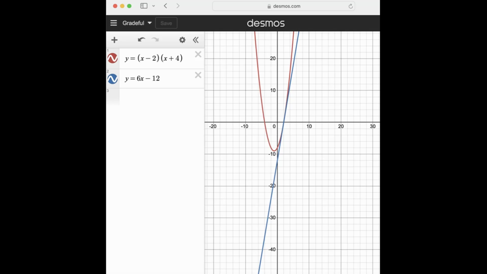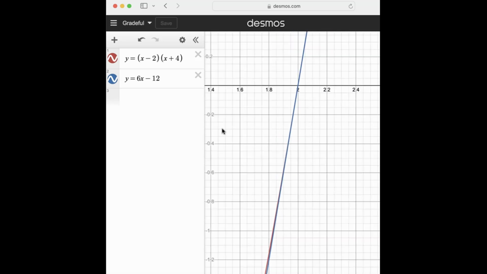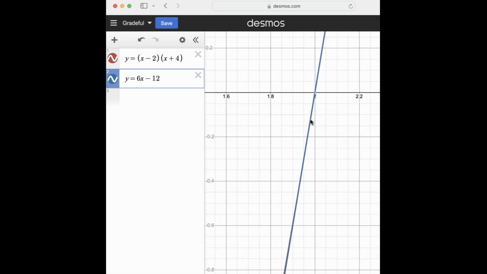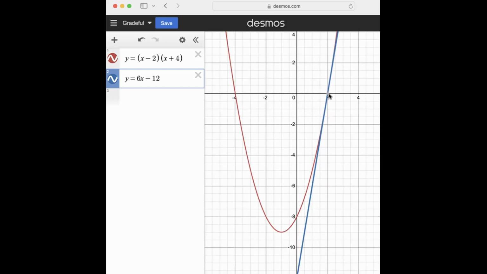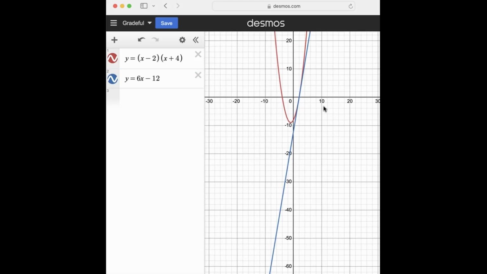Now, if you went into Desmos and typed in y equals (x - 2)(x + 4), y equals 6x minus 12, you'd get the two graphs. Desmos has the advantage of being able to zoom in and out in case, for some reason, you really needed to know exactly where these two things intersect. Desmos is pretty good at that. You can kind of just click in this area and it'll tell you where they intersect. It'll also tell you x-intercepts and things like that. Here, we just needed to know how many times they intersect.